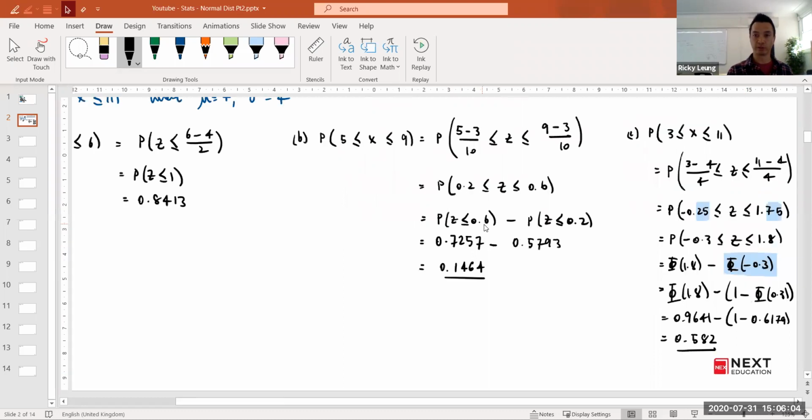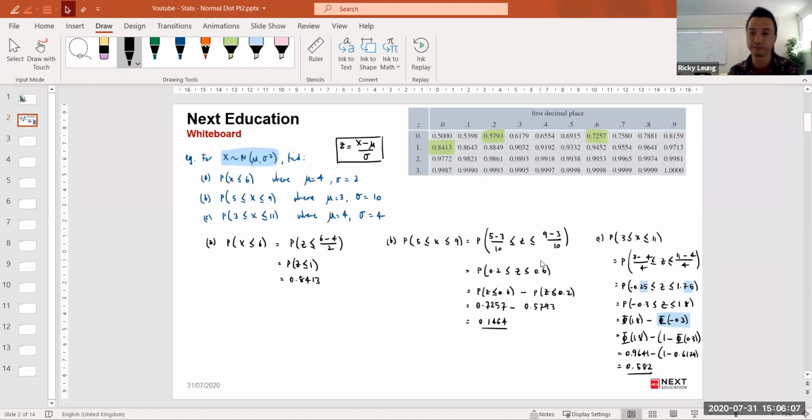Just going to zoom out. So for those that are taking screenshots of this, right? That's how you do it. So 3 very common questions where you start from a normally distributed variable, convert that to standard normal so you can use the table itself.